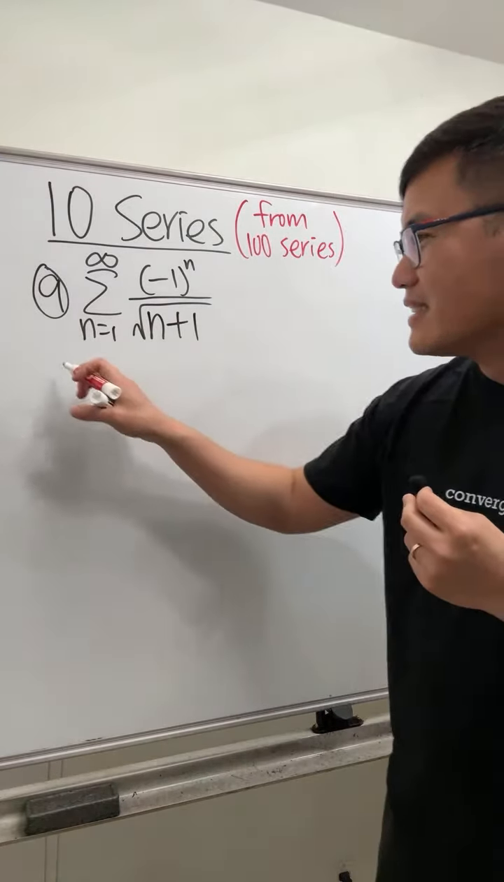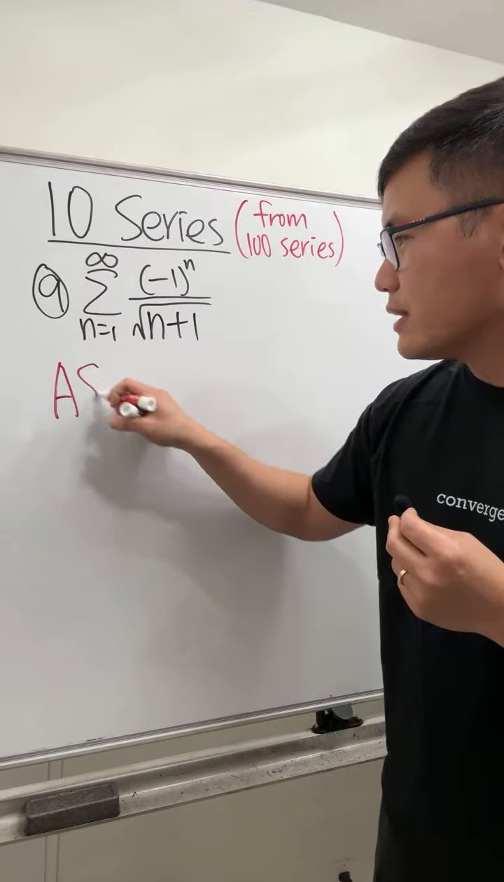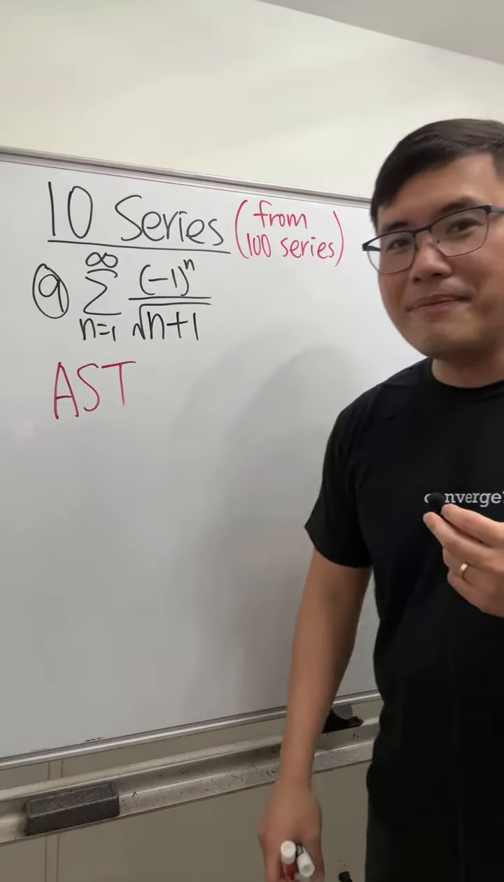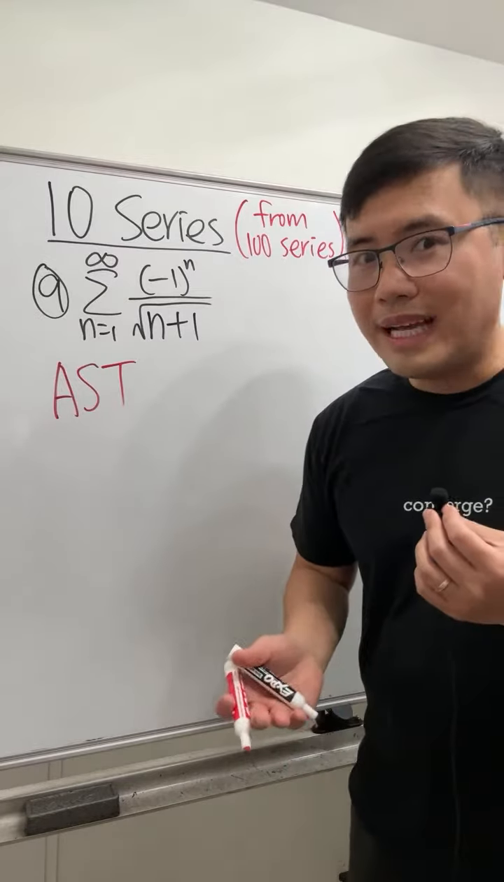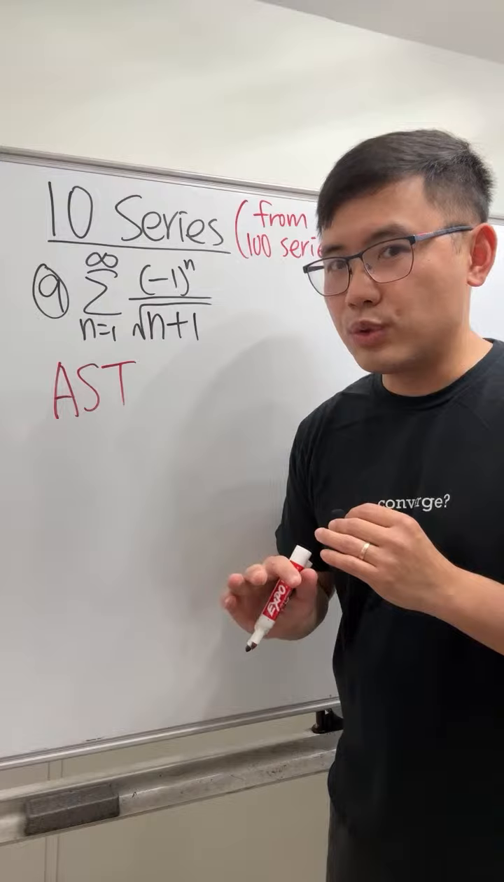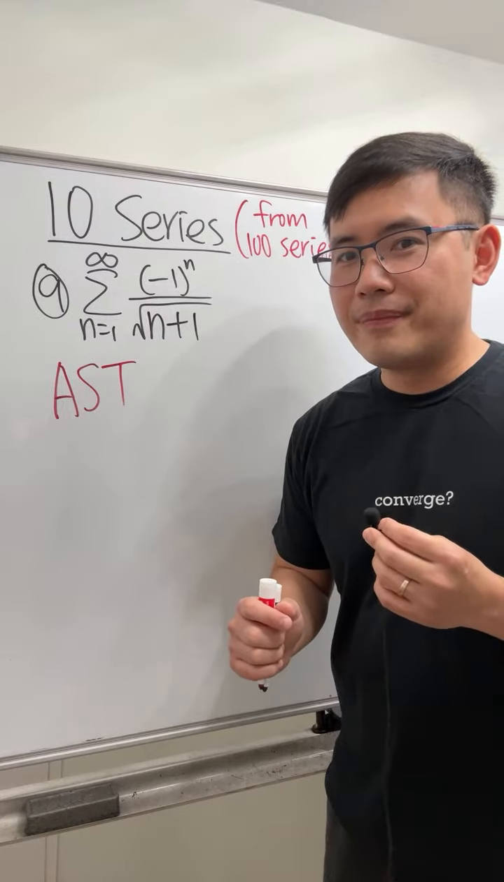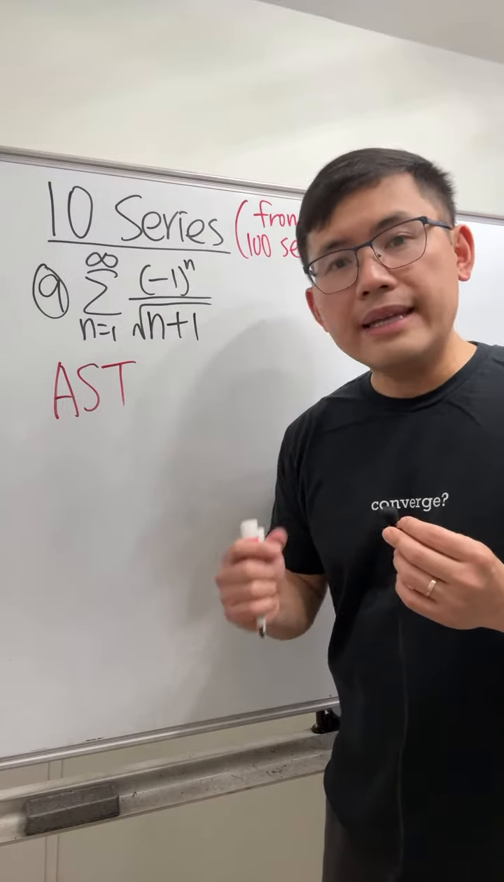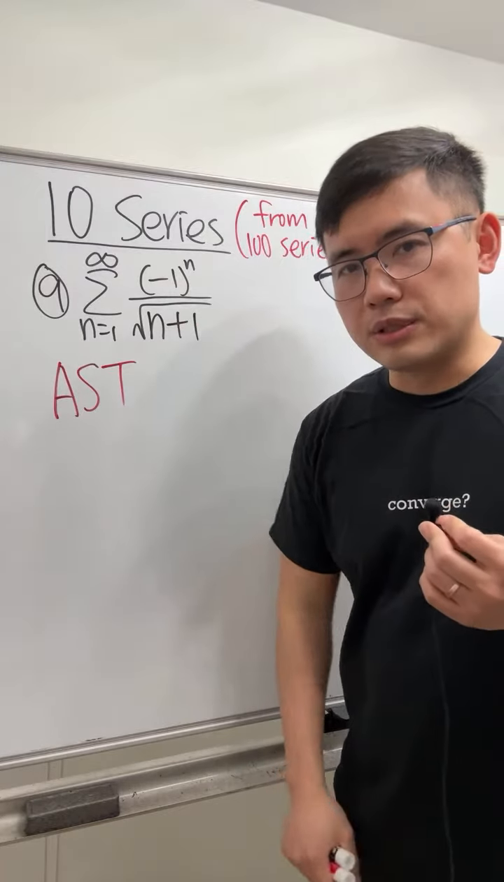Alternating, good. So for this right here, we will check the alternating series test. And what do we have to check though? Let's write down some key steps, but we are not going to work out everything. So what's the key step? And how do we know this right here is the alternating series test?